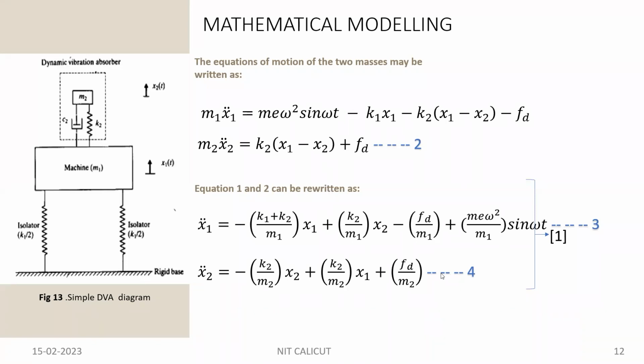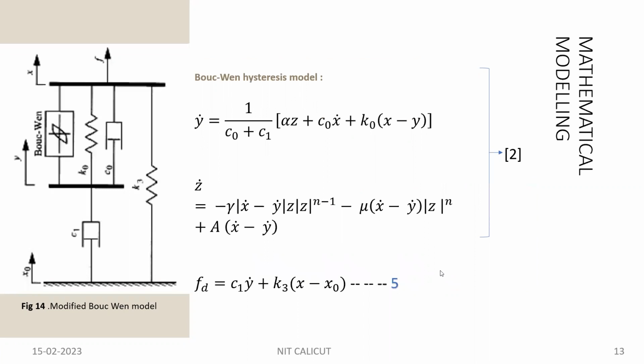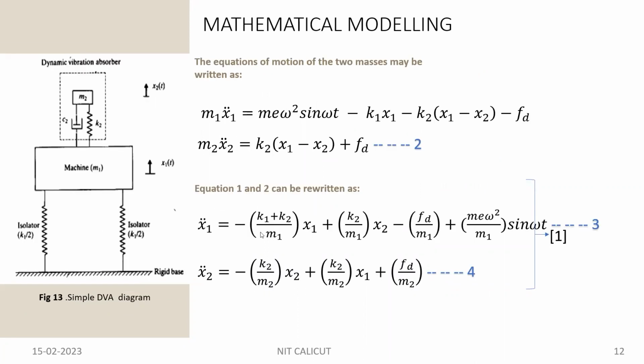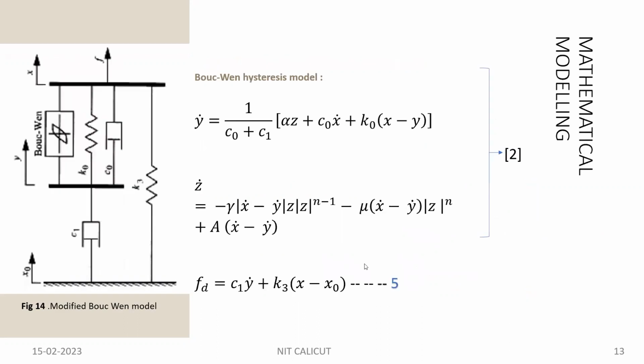Combining this, the equation can be rewritten in terms of K1 and K2, because this K1 is nothing but K. This is K by 2, K by 2. These are in parallel, so we can add the springs, which is nothing but K. We can write in terms of x1 dot, that is acceleration, or x2 dot in this way. If we use the very famous Bouc-Wen hysteresis model, we can show that y dot, the velocity, can be shown like this, and z dot can be shown like this, and the damping force is equal to C1 y plus K.